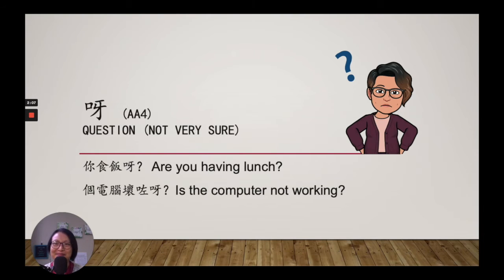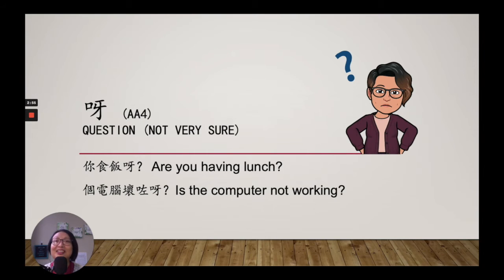What about another word? This also has the same sound, but it goes a little lower. As you may or may not know, Cantonese has 9 different tones. So when you say a word, it will have a different meaning depending on the tone. Yes, there are 9 of them. We'll go through them step by step. But for this one, which is the lower one, it becomes a question word, which is like, oh, we're not very sure. Let's look at 2 examples.